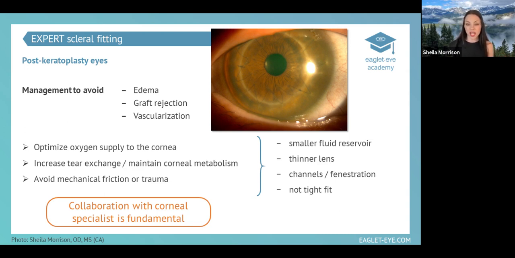Some of the tools that we have today are absolutely incredible. We can fenestrate lenses, we can put channels through like a river to provide oxygen and tear exchange. Tear exchange is really important in these types of patients to promote healthy oxygen to be able to recycle over the eye and provide it the oxygen that it needs. The other thing, again, we want to avoid is friction and trauma.